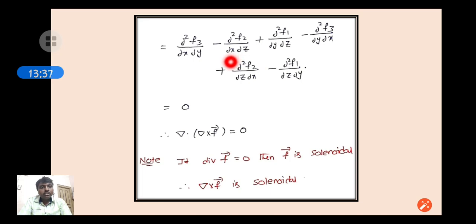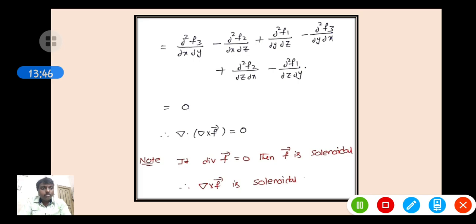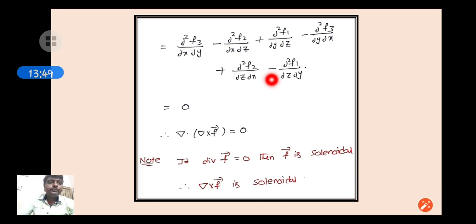In the same way, ∂²f2/∂x∂z and ∂²f2/∂z∂x, both are equal. Same as ∂²f1/∂y∂z and ∂²f1/∂z∂y, all are equal and get cancelled. Finally you are getting 0. 0 is a scalar. Therefore del dot del cross f bar is equal to 0.